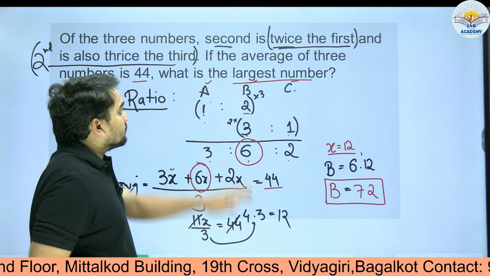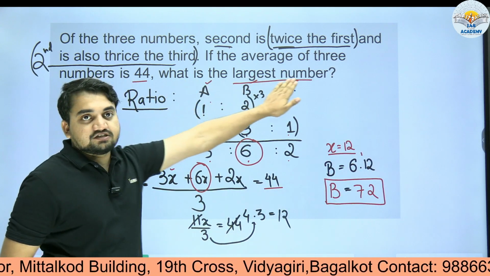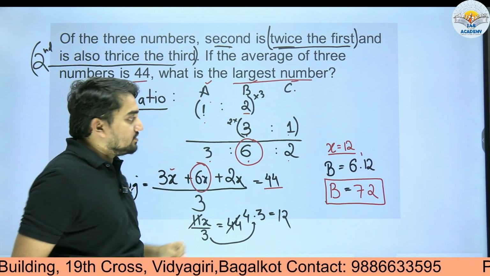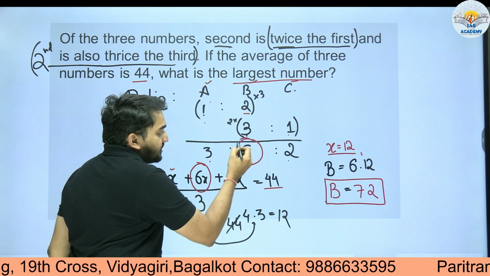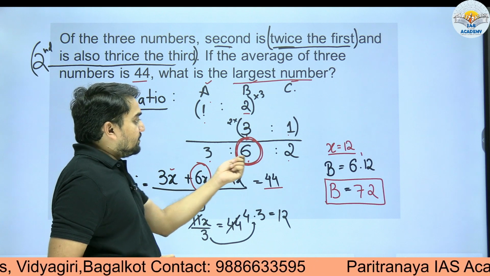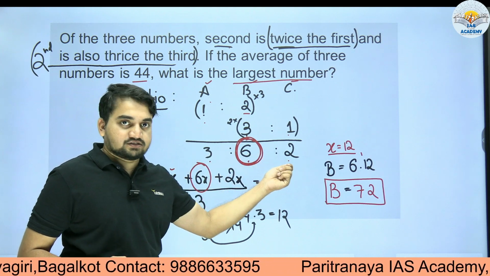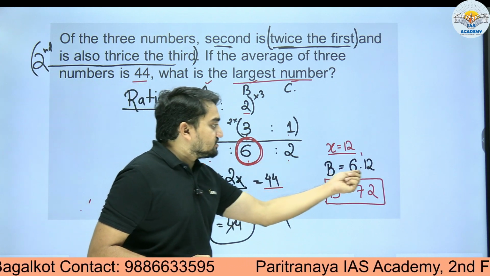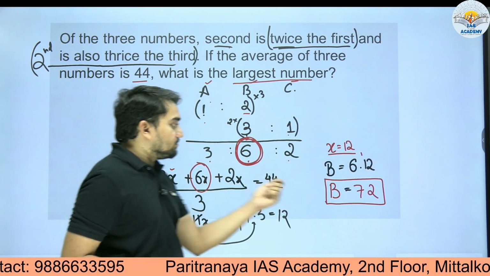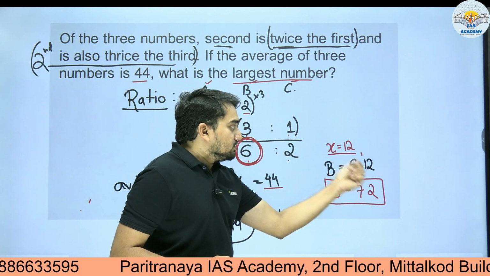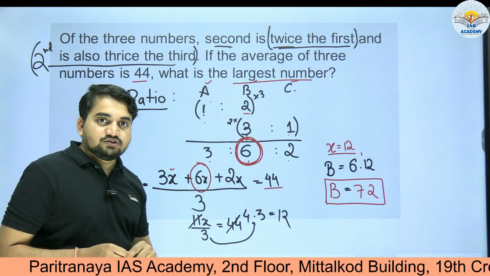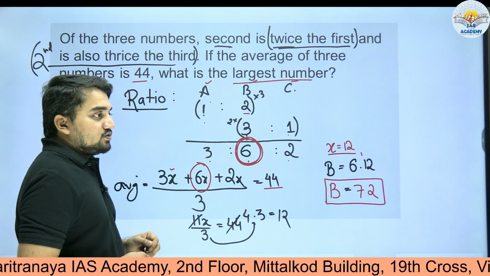But after that, the question is asking what is the largest number among the 3 numbers. So among the 3 numbers, what is the largest number? Obviously through the ratio we can see that 6 will be the largest one, because 6 into x will always be greater than 3 into x and 2 into x. Fine. So 6 into 12, because x is 12, and we have to find the value of 6x. So b is equal to 6 into 12, that is 72. Fine. I hope you understood this one. Yes. Going to the next problem.